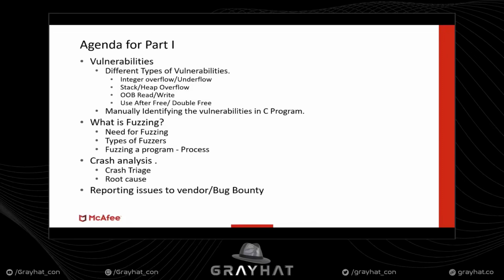After that, we will move on to fuzzing. We will start with why do we need fuzzing, what are different types of fuzzer, and then we will see what are the steps involved when you want to fuzz a program. We will also discuss crash triage and root cause analysis, and we will also discuss how do you report issues to vendors and what are the different bug bounty programs.